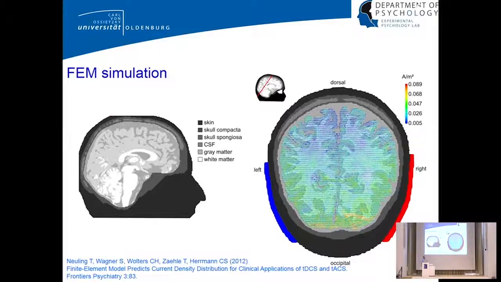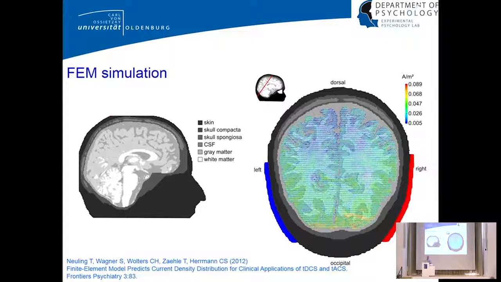One of the questions that many people ask is, well, you're applying a very low current, like a milliamp, to the scalp. And the scalp is very well conducting. And then there's the skull, which does not conduct very well. So the question is, how much of the current does actually go through the skull, into the head, penetrates the tissue, and can, in principle, interact with neurons?